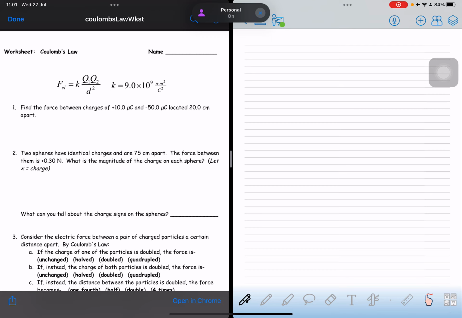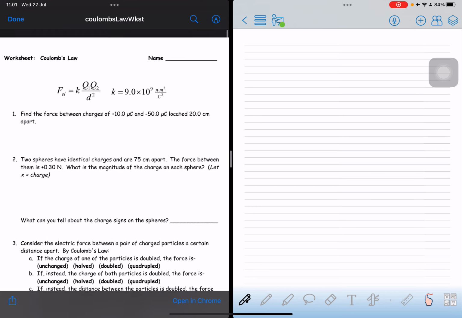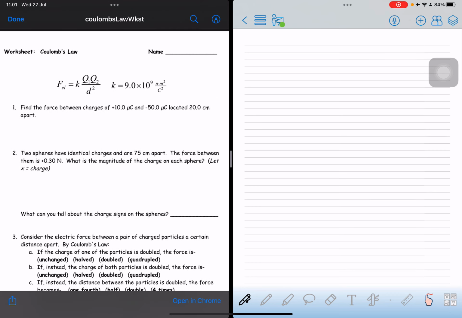Okay, this is a question of Coulomb's law, or electrostatic force. We have F electrostatic equals K times Q1 Q2 divided by D squared, where K is a constant, 9.0 times 10 to the power 9 Newton meter squared per Coulomb squared. We have four questions here, and we will try to solve them. Let's start from number one.